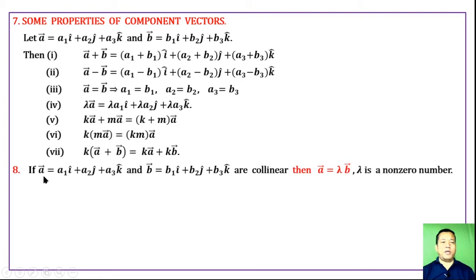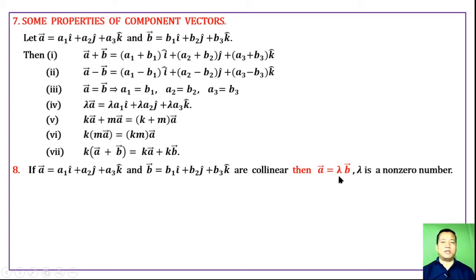Number 8. If a vector is expressed in components i, j, k and b vector is also expressed in components i, j, k are collinear, then a vector equals lambda times of b vector, where lambda is a non-zero number. Collinear means parallel, so one vector is a scalar multiple of the other: a vector equals lambda times of b vector or b vector equals lambda times of a vector.